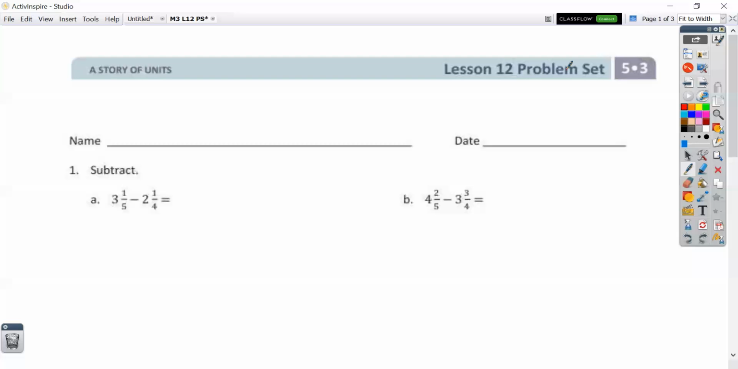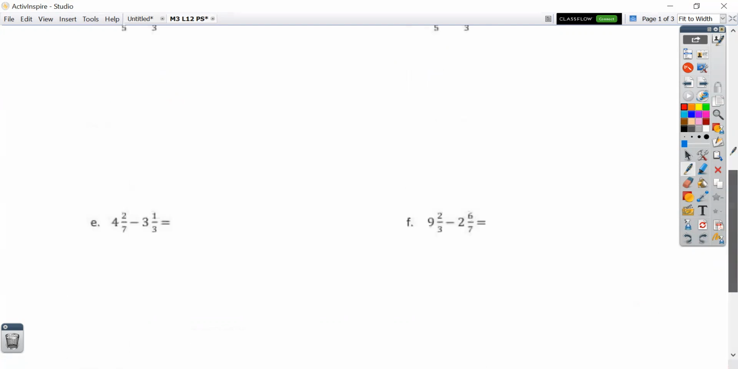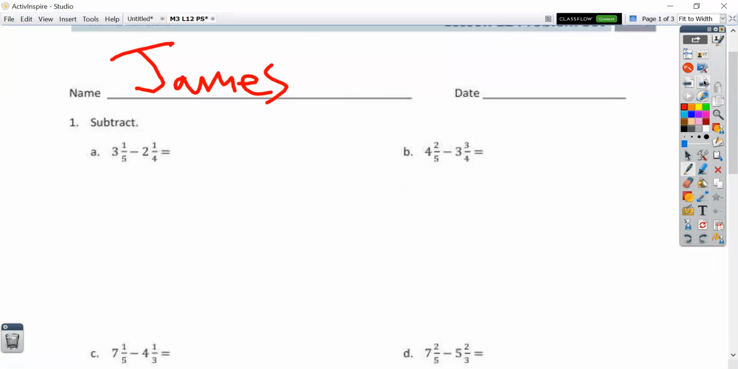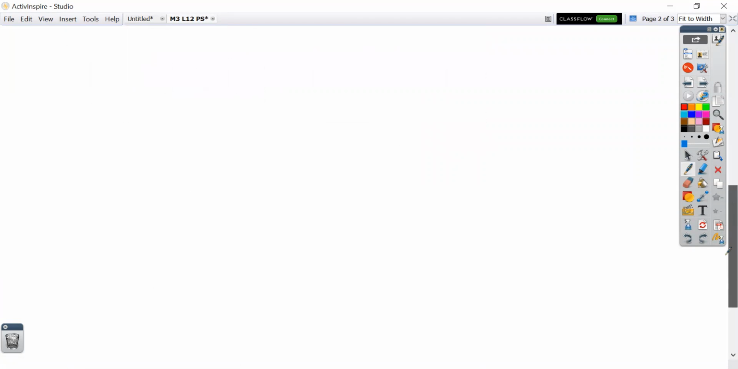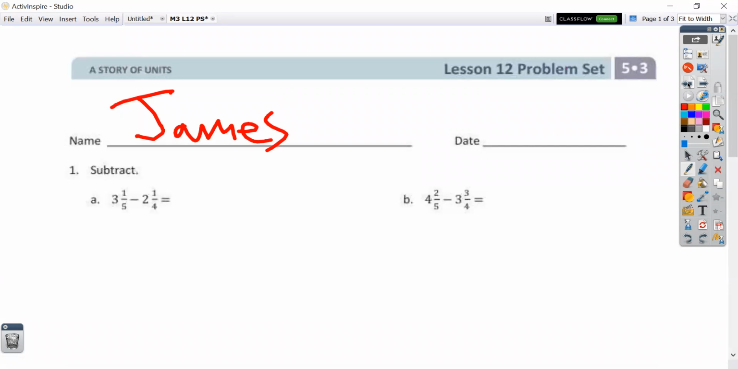All right, we got a problem set. Let's get our name on it. And I would just like us to look at it. 1, 2, 3, 4. It looks like there's 6 problems on the front. Let's see what the back looks like. 7, 8. Yeah, let's just do the front page today.